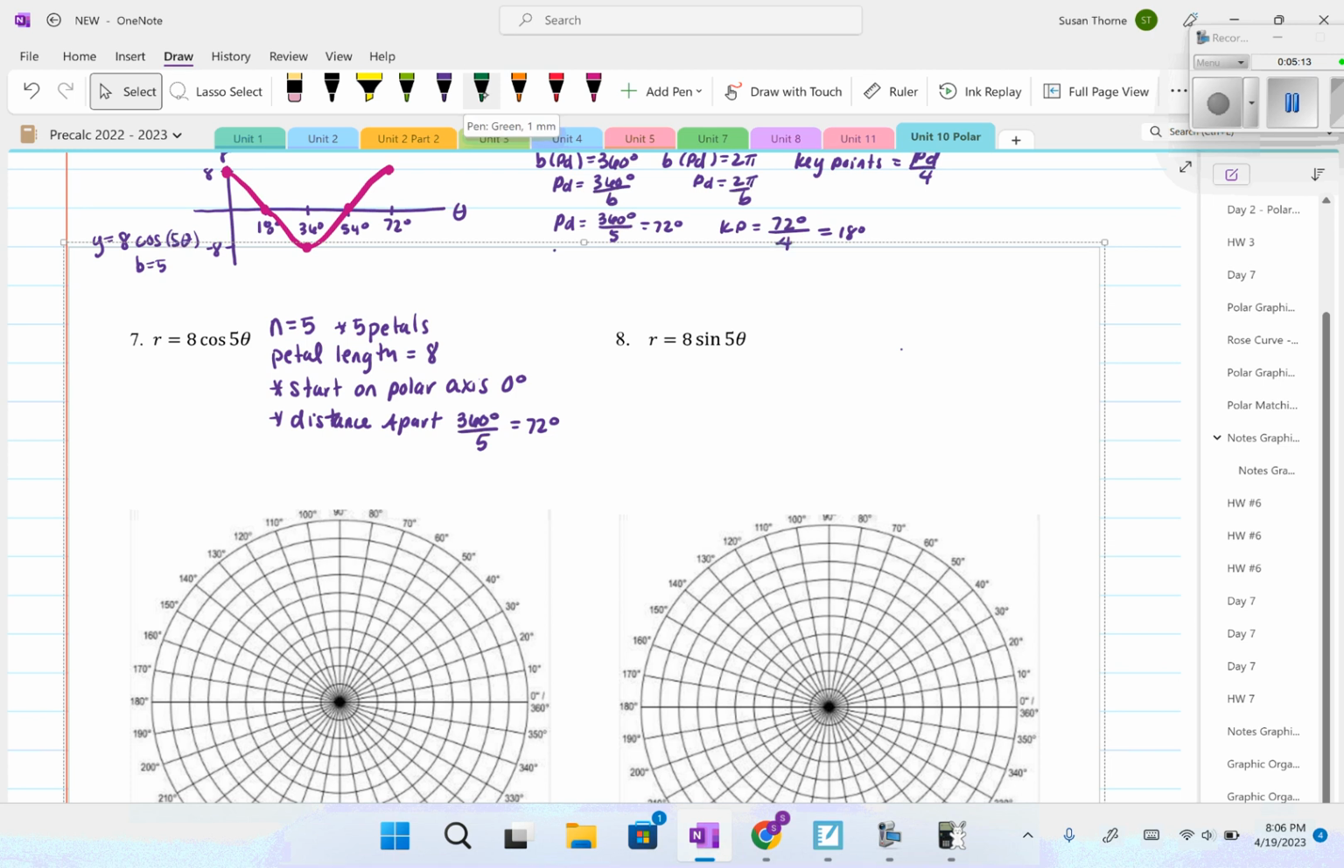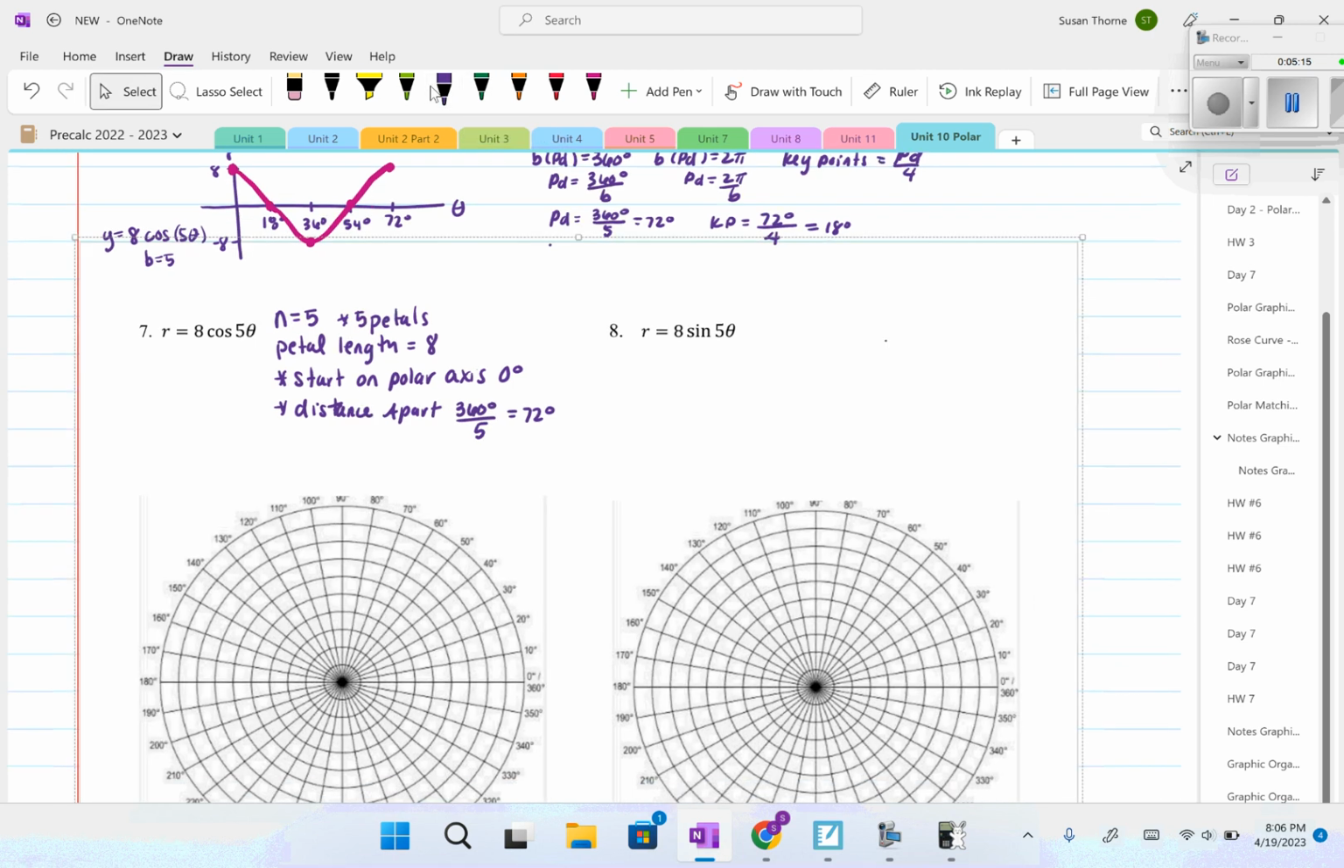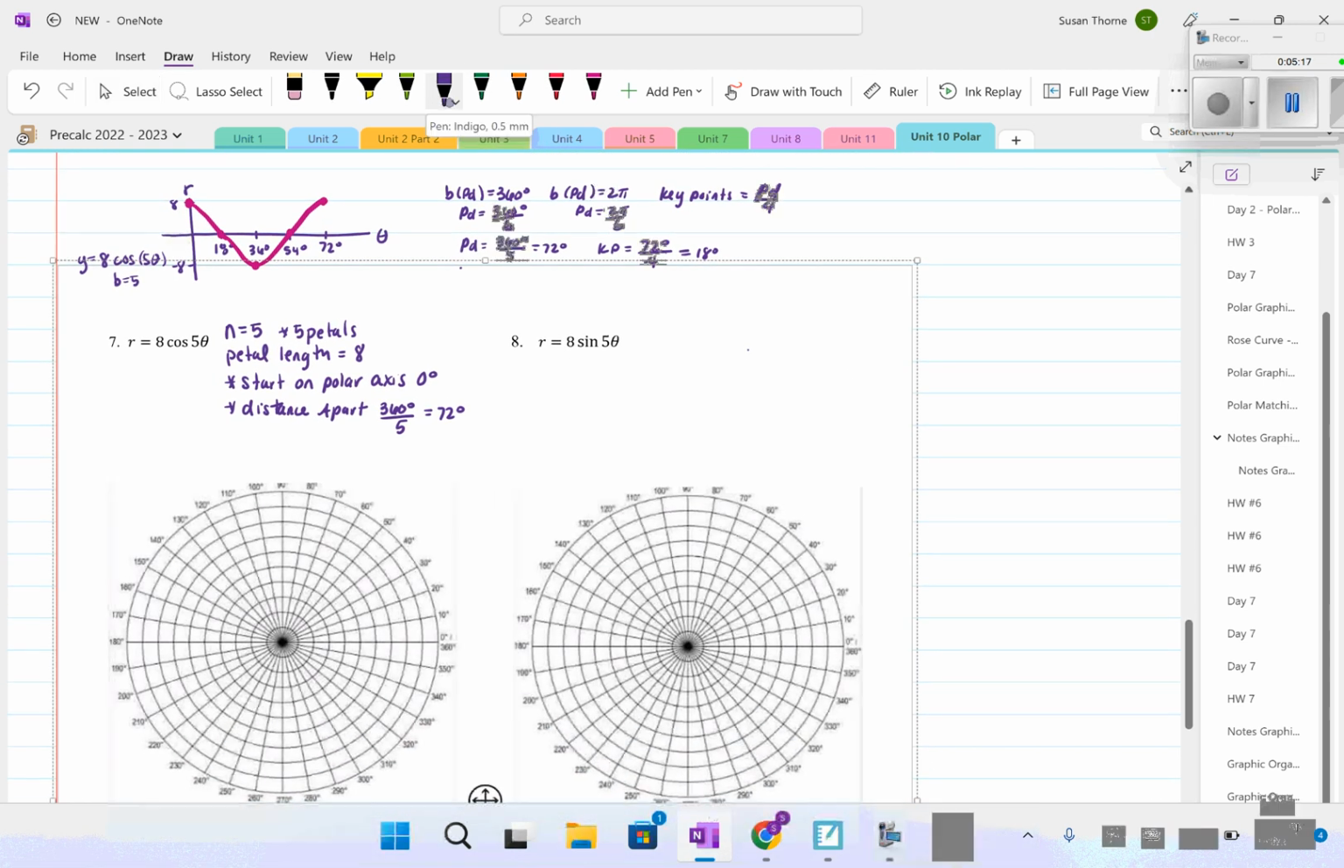And the petal length we already said was 8. So on my graph here, I'm going to go out a distance of 8 from the origin or the pole. So 1, 2, 3, 4, 5, 6, 7, 8 would be right here.